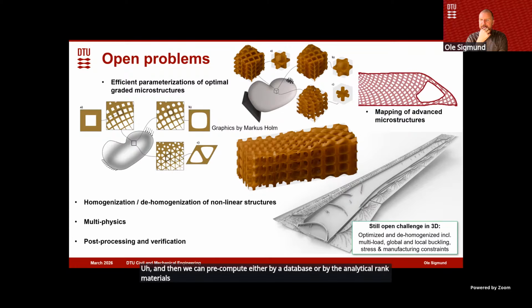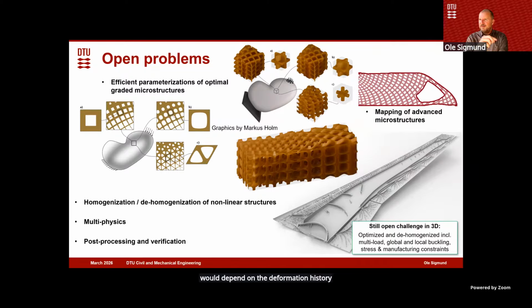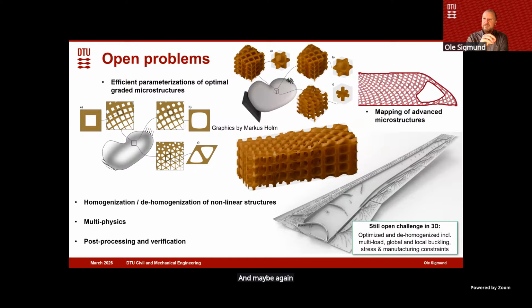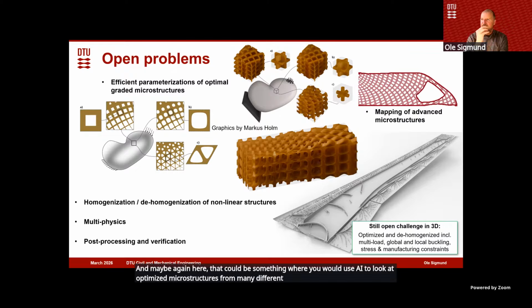Whereas for nonlinear materials, the optimal microstructure at a certain point would depend on the deformation history. So would you start optimizing these microstructures for different loading histories and then save those in a giant database? I think that's an interesting question. And maybe again here, that could be something where you would use AI to look at optimized microstructures from many different load histories. That's where I see a potential advantage of AI.